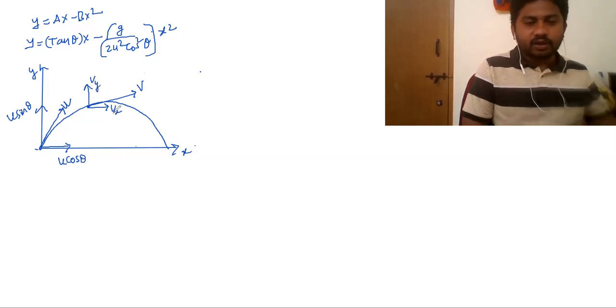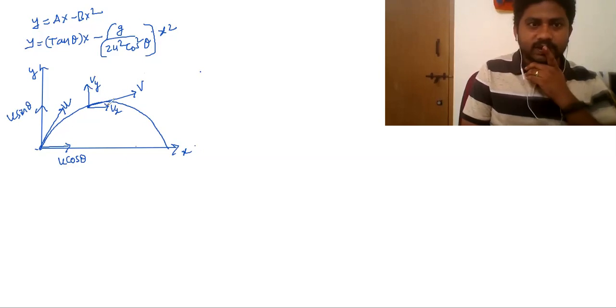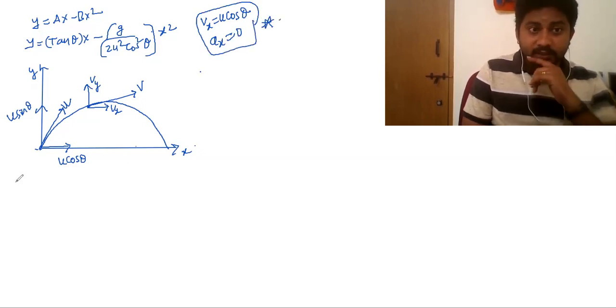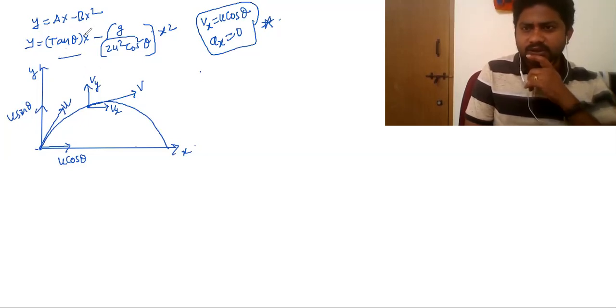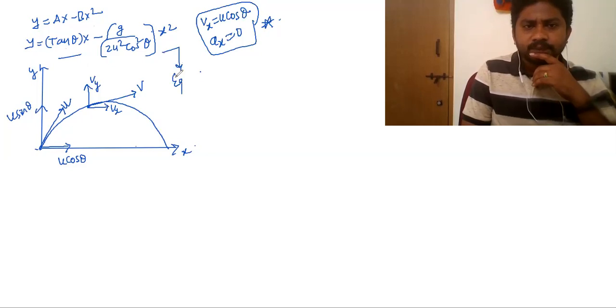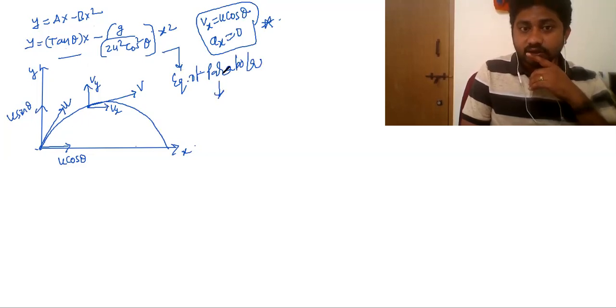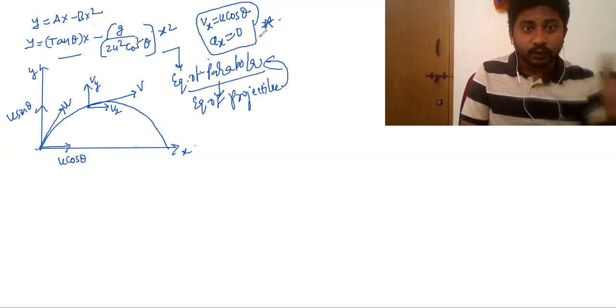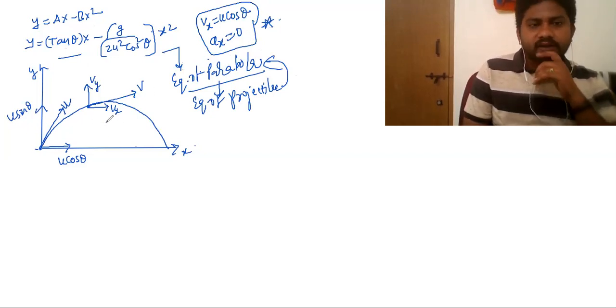So always the vy component will be affected due to the acceleration due to gravity, but the vx component will always be equal to u cos theta, and horizontal direction acceleration is zero. So these are the two points you remember, and come back to this. So you have this equation, right? What is this equation? This is the equation of a parabola. According to this equation, I can say it is the equation of a projectile. So the path of a projectile is a parabola, and we have concluded it.